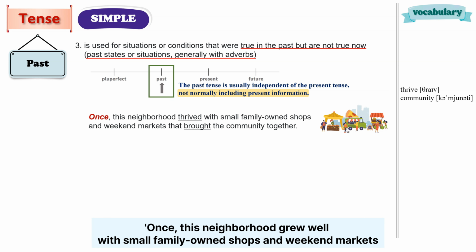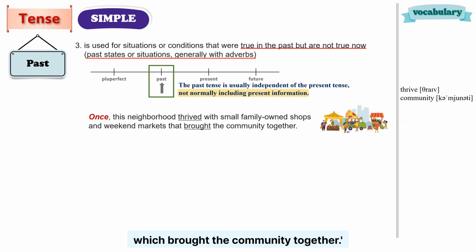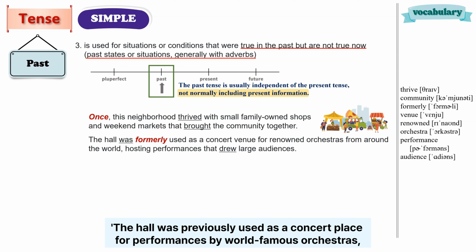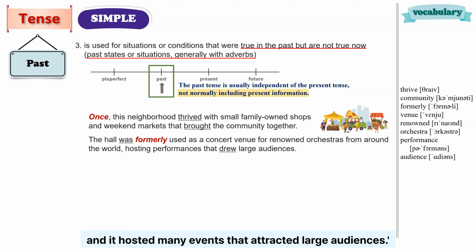Once, this neighborhood thrived with small family-owned shops and weekend markets, which brought the community together. In other words, this neighborhood used to be full of life, with small family-run stores and weekend markets that united people. The hall was previously used as a concert place for performances by world-famous orchestras, and it hosted many events that attracted large audiences. In both sentences, there is an implied idea. These things are no longer true today. Let's listen and check pronunciation and stress up to this point.